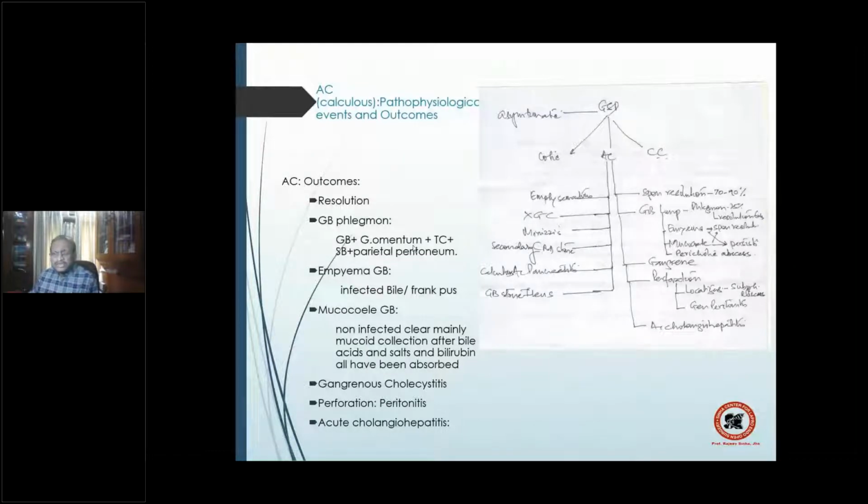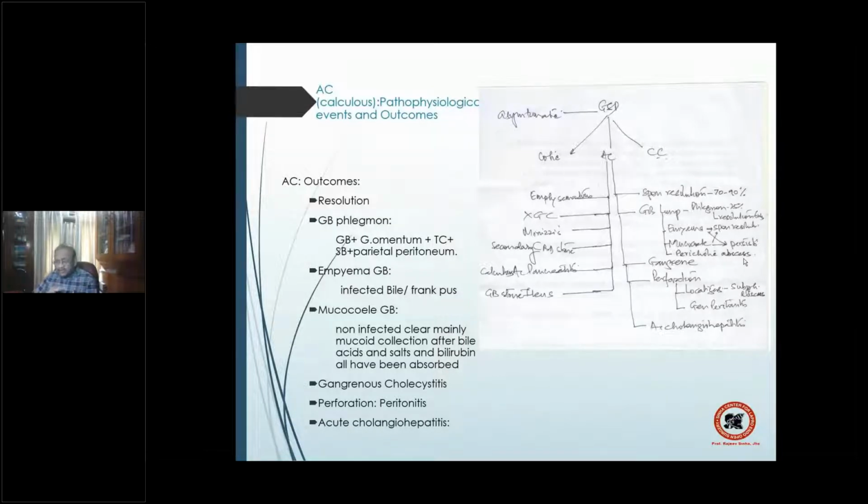Number two, the second reason why you can have a gallbladder lump in acute cholecystitis could be empyema of the gallbladder, which is infected bile, may even be frank pus. The third reason could be a mucocele of the gallbladder. A mucocele, as opposed to empyema, is a collection of non-infected, clear, mainly mucoid fluid. When you aspirate a mucocele, you find absolutely clear, transparent or slightly milky fluid, and there's no hint of pus in the gallbladder. Another reason could be a pericolic abscess. That means there has been a localized perforation and an abscess collected around the gallbladder, giving rise to a lump formation.